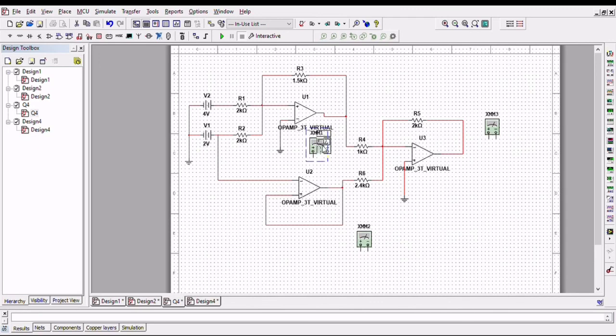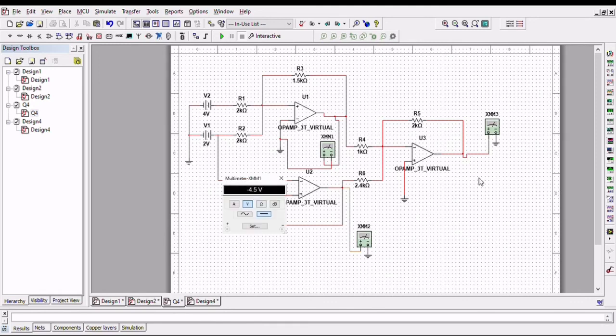This one is connected here. This one is connected here. Okay, so this V plus connects here, and this one connects with that. The ground also connects with the negative. V plus connects with the out here. Okay, now let's run the simulation to check the value.